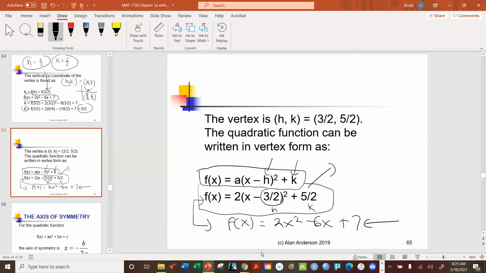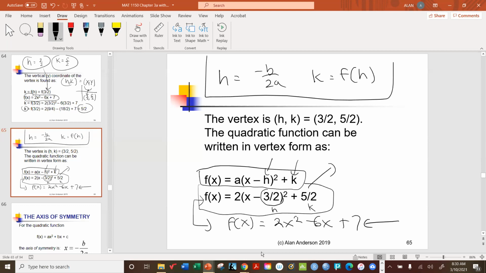But if you have this original quadratic equation, remember, h is just negative b over 2a, and k is f of h. This is all you really need to remember. Take the original function and replace all the x's with h's, whatever h happens to be, which is a constant. All right.